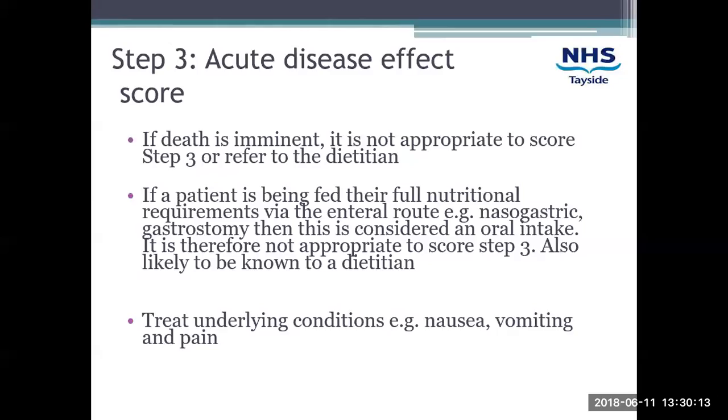Looking at any underlying conditions is really important, and you want to treat these. So is there a reason why they're not managing their intake? If they've got ongoing issues with nausea, vomiting, pain, these are all things that you want to look at as part of their nutritional care planning, and treat any underlying conditions that could affect their appetite or their intake.